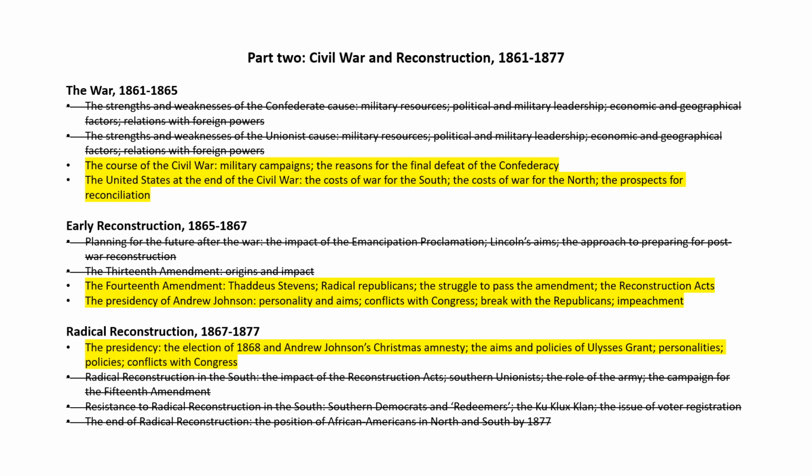So there's probably going to be a question on the war, but maybe focusing perhaps on the end of the war and the cost for the South and the North, perhaps. But I would definitely make sure you know the military campaigns, the battles, and why the Confederacy lose.